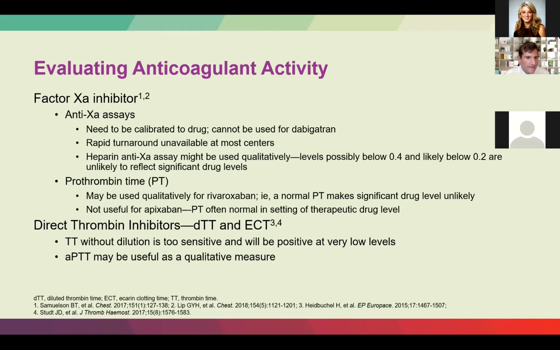You may see PT-INR for rivaroxaban being somewhat helpful qualitatively, but otherwise PT-INR and PTT are not terribly helpful for the 10A inhibitors. You might use the ecarin clotting time for Pradaxa, but again, that's not something we typically order from the emergency department or use for clinical decision making.